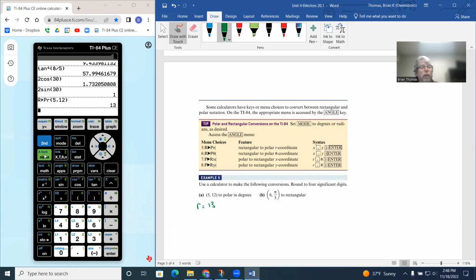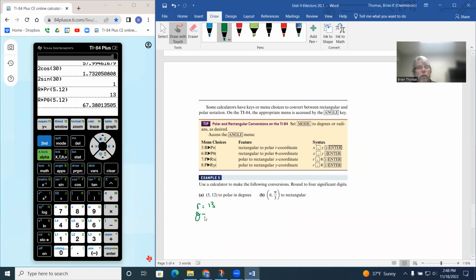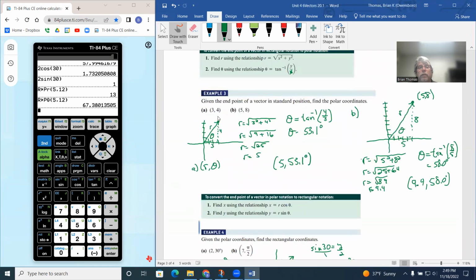And then if we do second angle, rectangular to polar theta, hit that one, and put the coordinates in again, 5 comma 12, hit enter. That'll give me the angle, if I round it to the nearest tenth of a degree, theta would be 67.4 degrees. So 13 and 67.4 degrees. If we want to verify this, are we really doing this right? Or are we just making this stuff up? Well, we actually did the math up here. For 3, 4, we got 53.1.